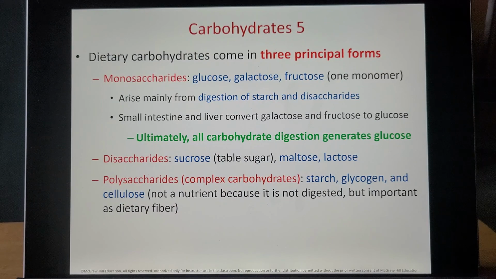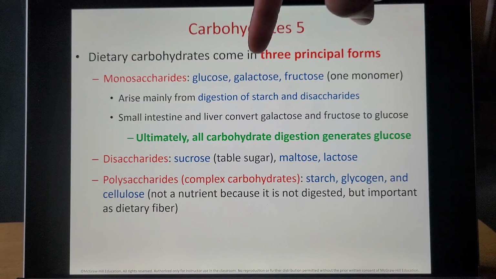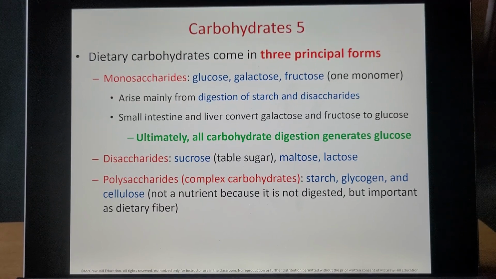Okay, so we have carbohydrates that come in 3 principal forms. Basically, how many monomer building blocks are attached to this carbohydrate. So our first one are the monosaccharides, so mono meaning 1. That's glucose, galactose, and fructose. So again, 1 monomer building block for them. So this is the breaking down of starch and disaccharides to make these monosaccharides. The small intestine and the liver can convert both the galactose and fructose back into glucose, because that's the form of sugar that we use for making our ATP.